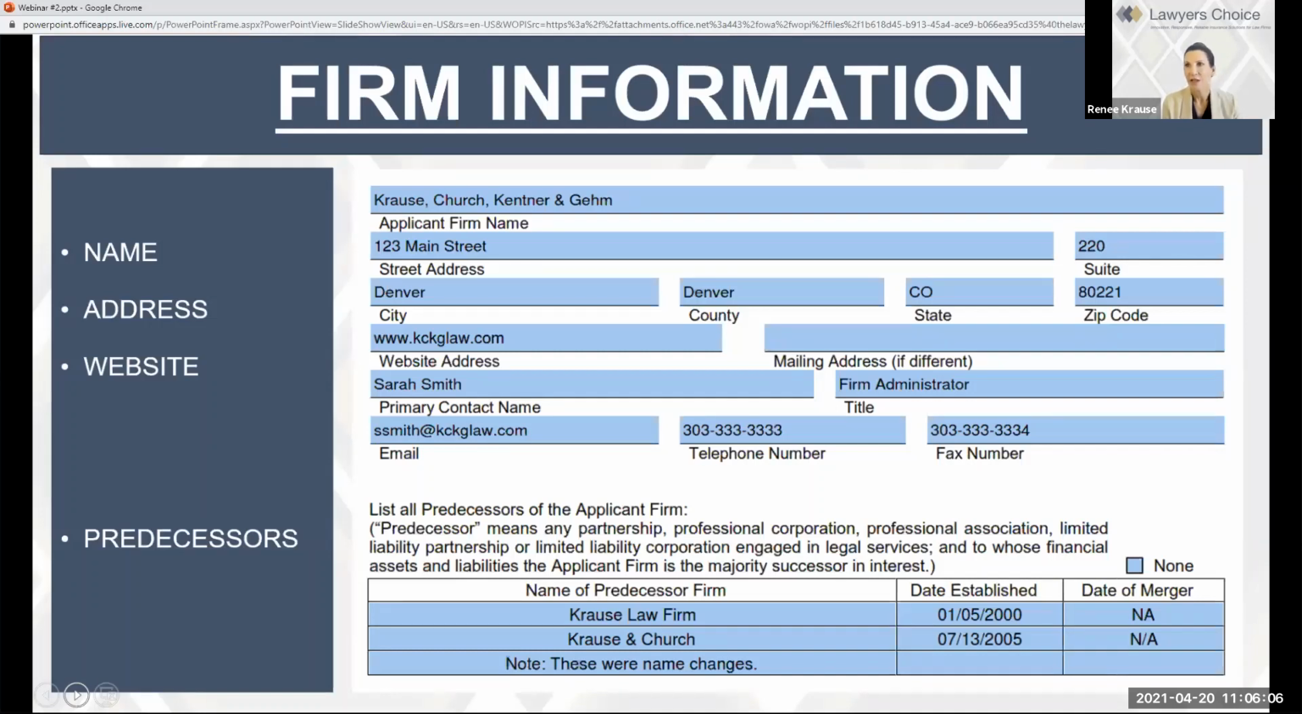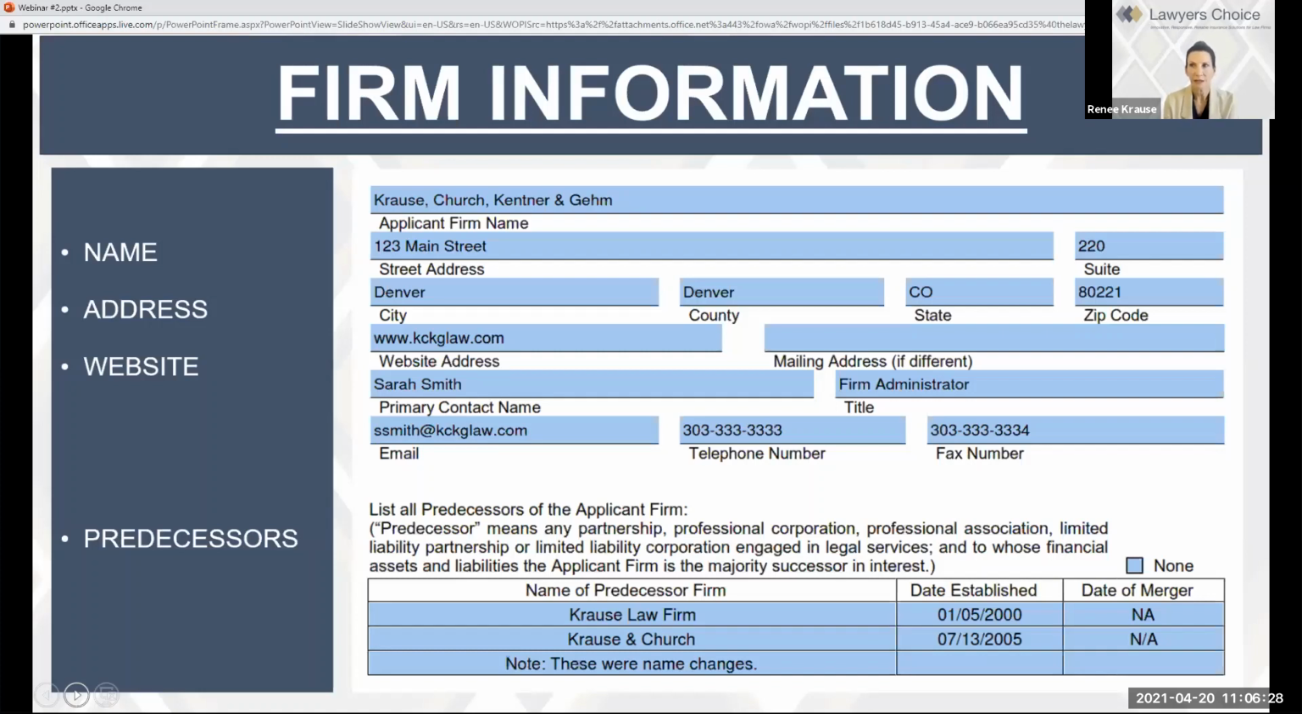This is a section that can be a little confusing because it really is addressing two changes a firm may go through with respect to their name. So one is very simple. It's just a name change. That means that partners come and go and there's been no merger or acquisition. The firm is just changing their name and updating to reflect who they are now.